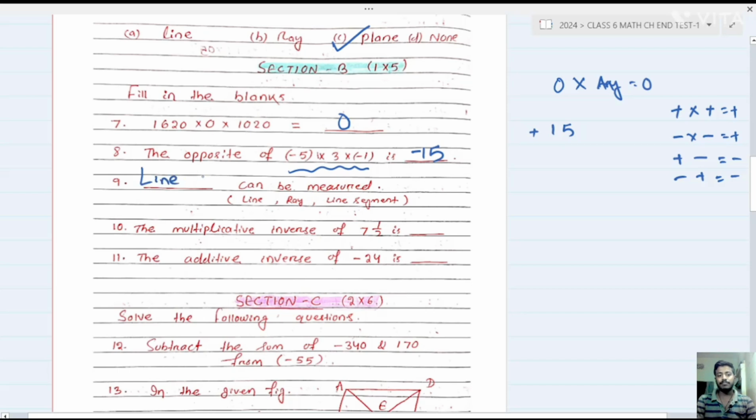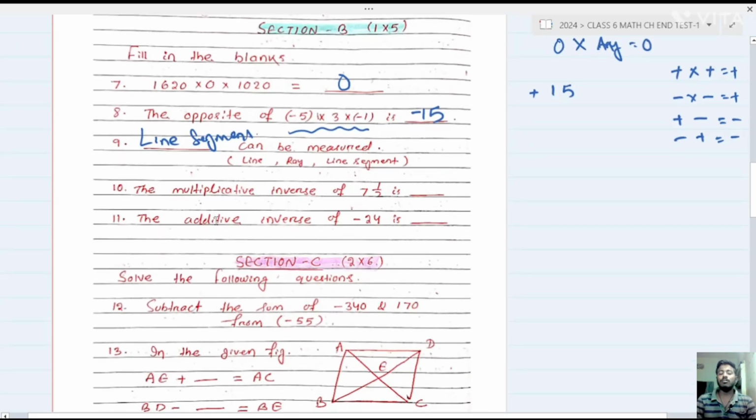Understand, line segment, right? Now next, the multiplicative inverse, or we can say the reciprocal. Okay, multiplicative inverse means reciprocal. What is the reciprocal? First we convert the mixed number into an improper fraction, that is 7 twos are 14, plus 1 is 15, divided by 2. So the reciprocal of 15 divided by 2 is 2 by 15. Okay, so the answer is 2 divided by 15.